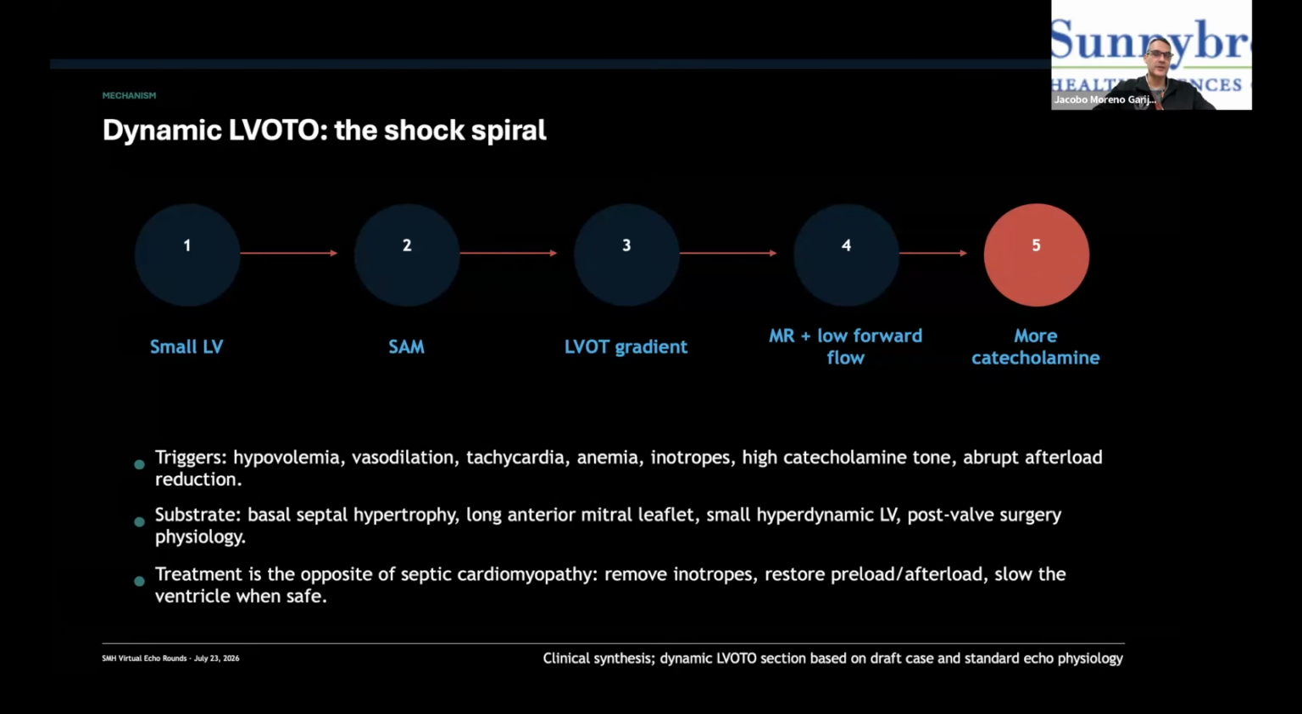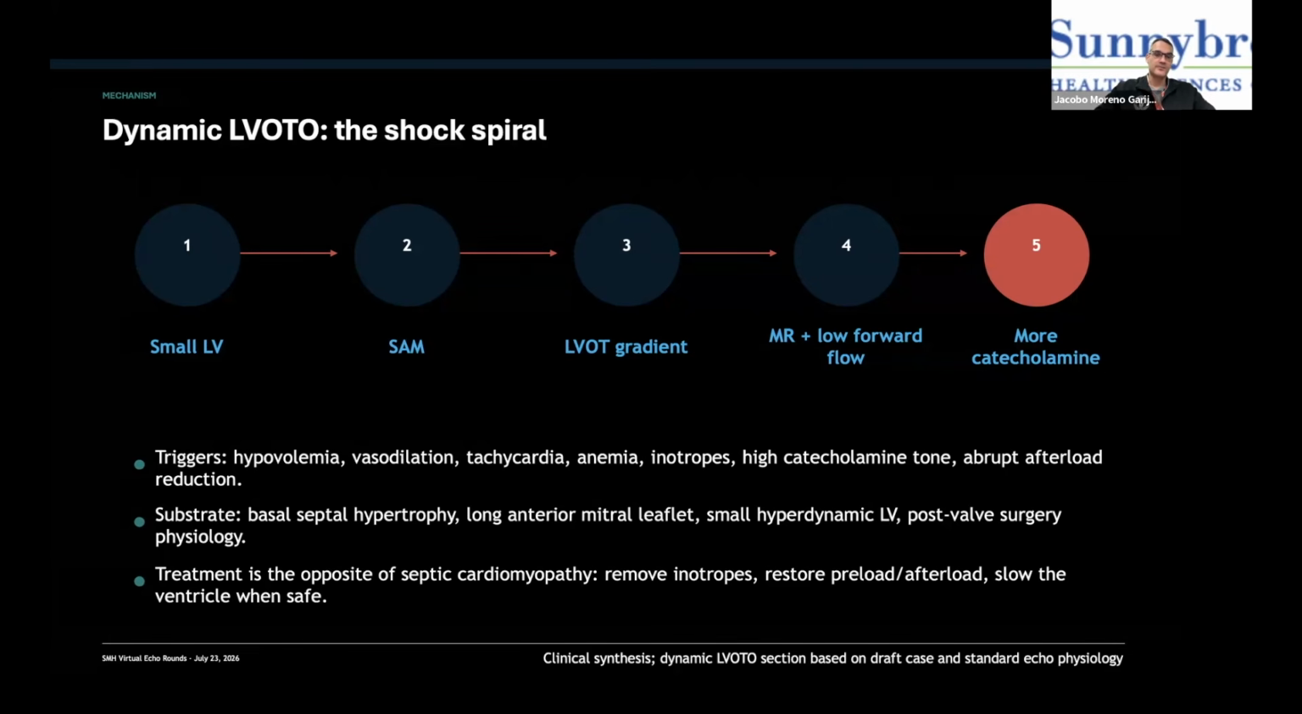So things that are going to trigger dynamic LVOT obstruction are, for example, in patients that have some degree of LVH, right? Those patients that have hypertension and concentric LVH, and then they are hypovolemic, they are vasodilated, they go to tachycardia, they are anemic, you are using high doses of inotropes, and then suddenly there is an afterload reduction. All those things that we read there are exactly what happens when we do an induction for any of our patients, right? When we put them to sleep.